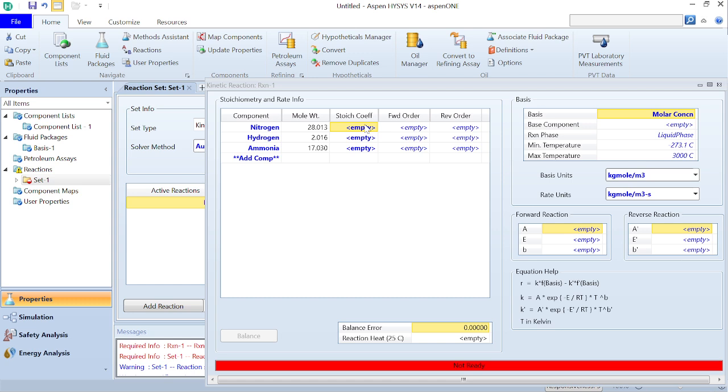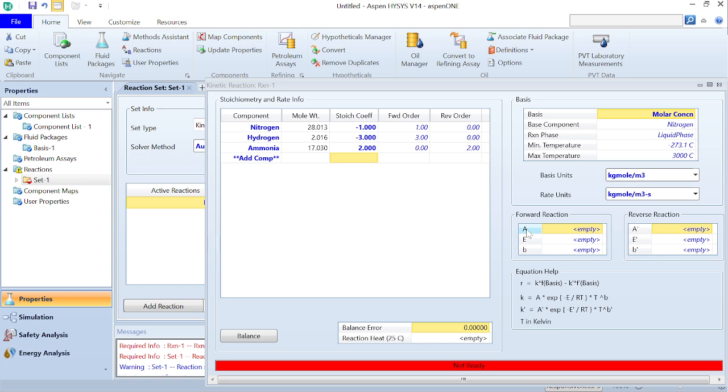Now at this point, our reactants are usually denoted with a negative sign. So we have 1 mole of this reacting with 3 moles of this to give us 2 moles of ammonia. So our product is positive.